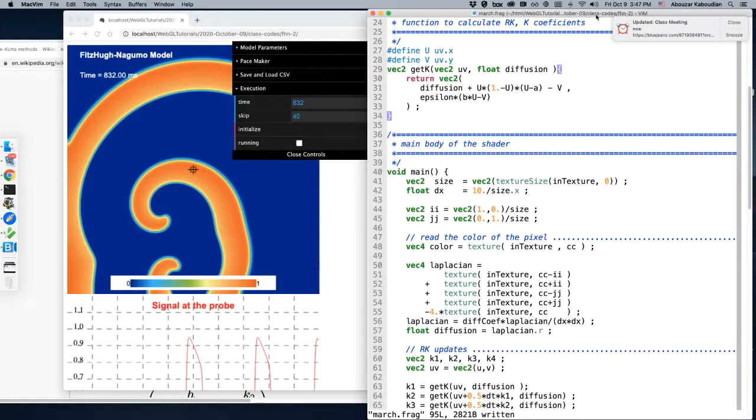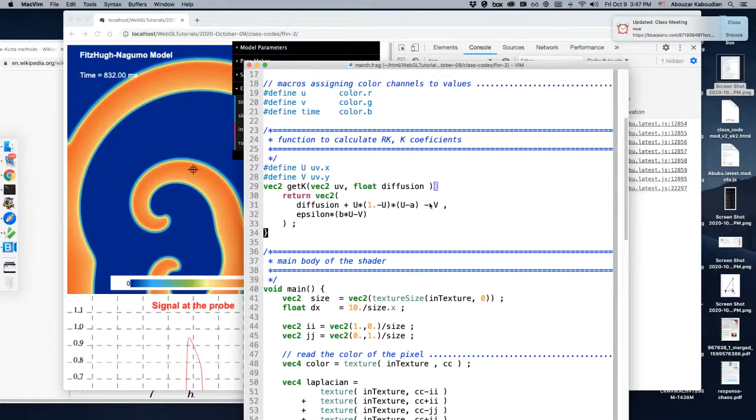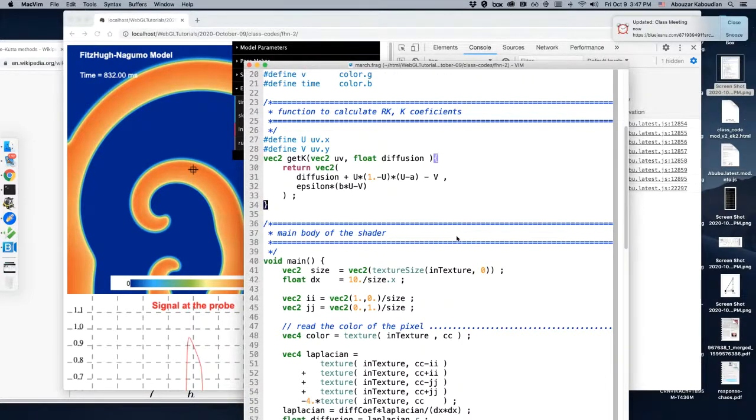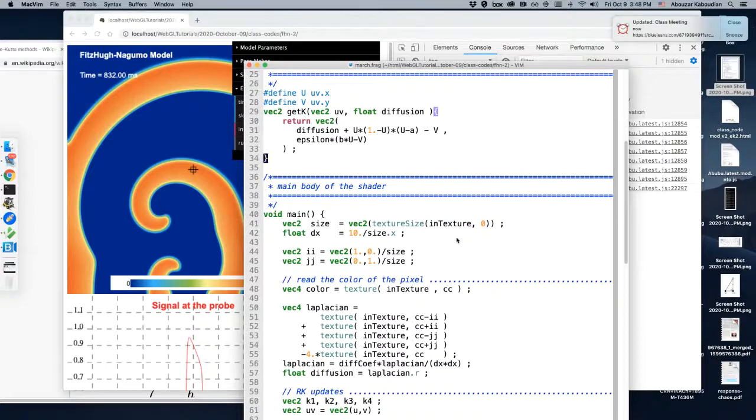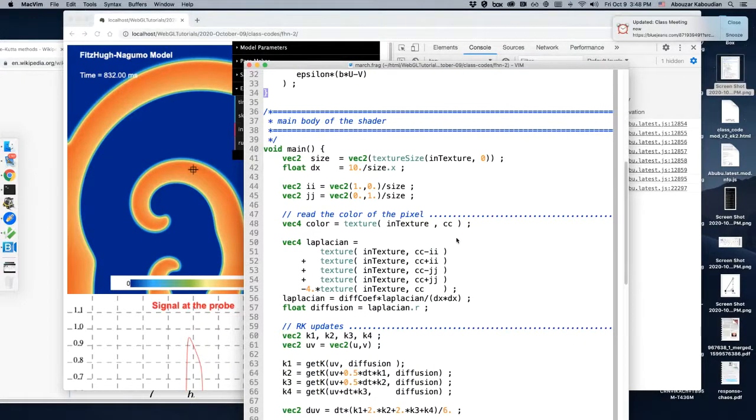So yeah, that's basically what I wanted to talk about this session, because in all of the portions of the class we have been dealing with just simple Euler updates. I wanted you to know that you can do more complex updates.